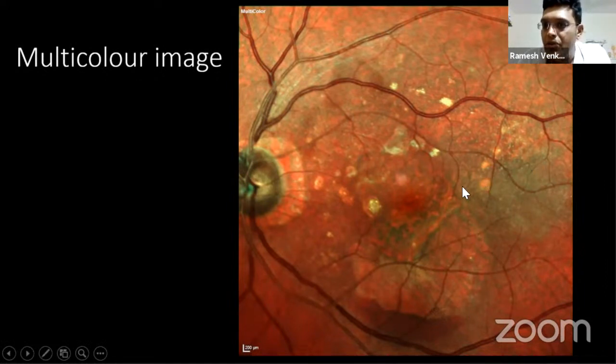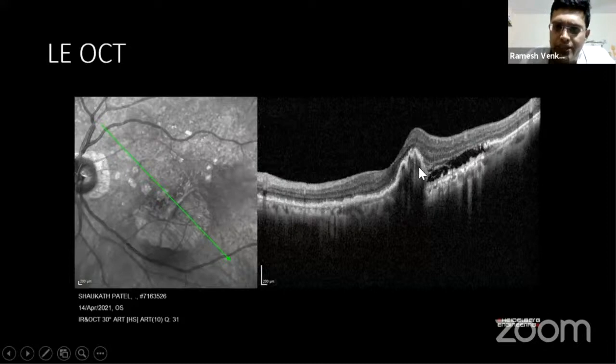And on the temporal side, you can see this greenish hue, which suggests that there is a PED present there, and multiple atrophic patches as well. This was the OCT, which suggested that there was this curled up RPE, with subretinal fluid. The bare choroid or the bare choriocapillaris is visible because of the RPE tear.